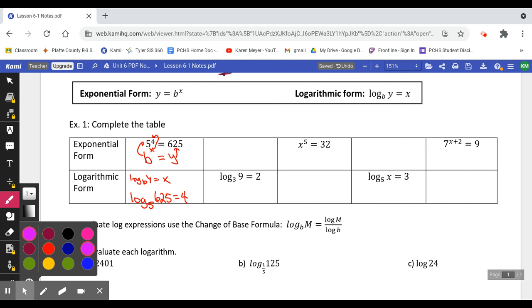Okay, next one. I give this to you in log form. So log base b of y equals x. So b is 3, y is 9, and x is 2. Now if I write that back into the form y equals b raised to the x for exponential, that would be 9 equals 3 raised to the second. Why don't you pause the video and try the third and fourth one by yourself, and then we'll do the fifth one together.